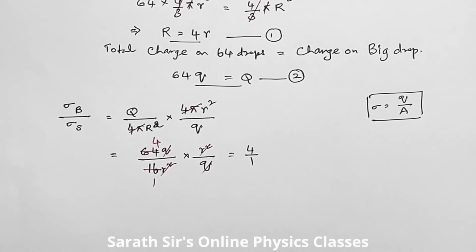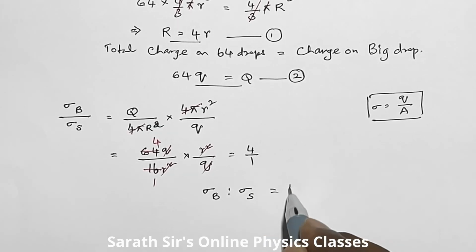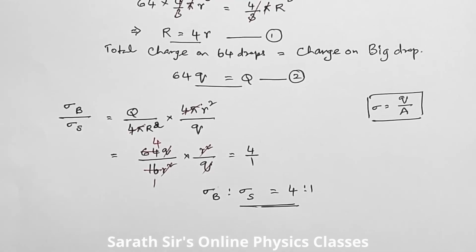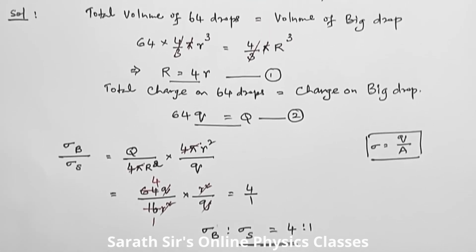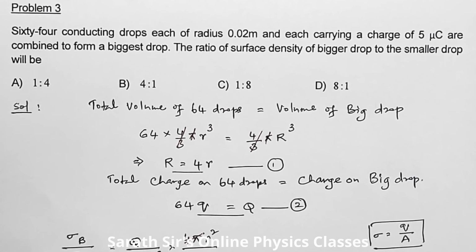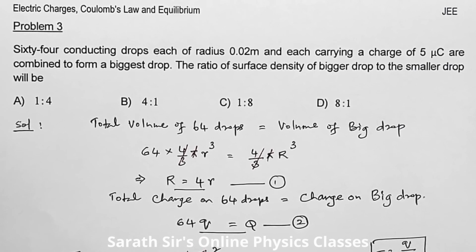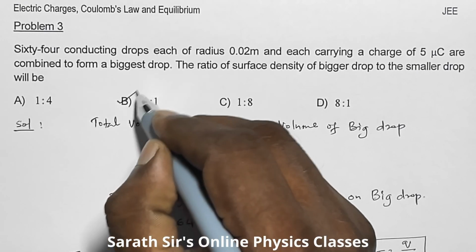So the ratio sigma big to sigma small drop is equal to 4:1. This is the answer. Let us see the correct option. That is option B.